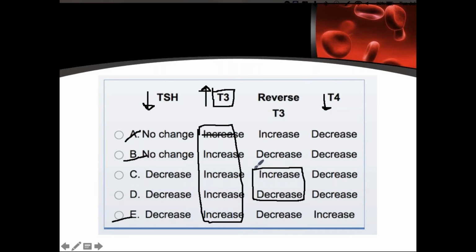That leaves us with D as the answer. What did we just say? Your hypothyroid patient comes in. You have treated them with exogenous T3. Don't be surprised if their labs show up as increased TSH, decreased T4, normal T3. Okay. Then you treat them with T3. And this is what their labs would look like. Increased T3, decreased TSH, decreased T4, and decreased reverse T3.